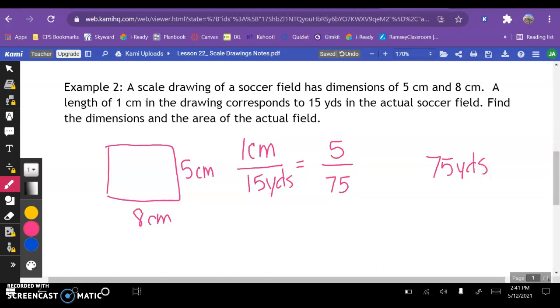And then my other dimension is 8. So I would have 8 centimeters. So I went from 1 to 8, so that's times 8. So then I have to do 15 times 8 would be 80 and 40, so that's 120. So this would be 120 yards. So our actual is 75 by 120 yards.